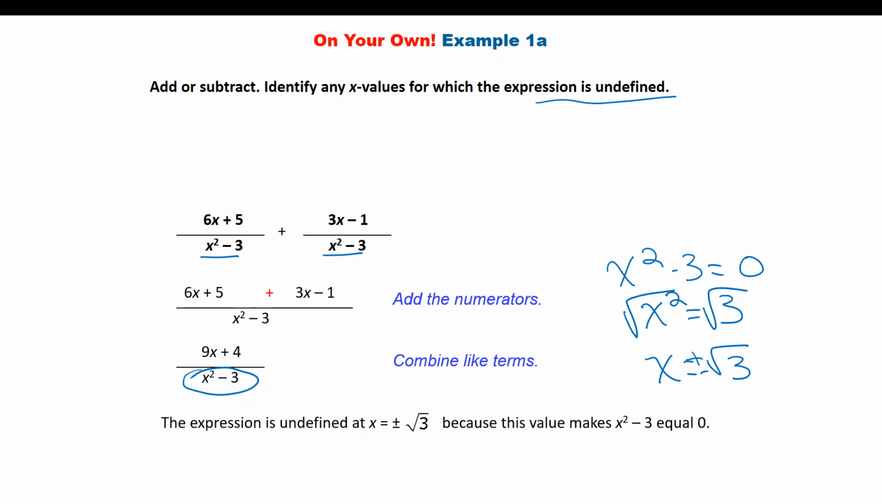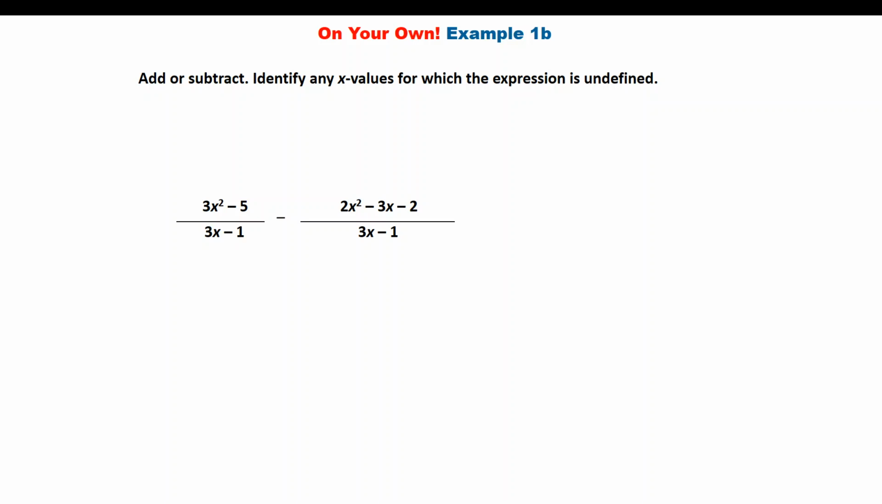A little bit of a tricky one there for you. All right, here's another one for you to try on your own. Go ahead and turn your video off and give it a try. Just be careful to notice that it's a minus, so you have to distribute that negative to all the terms there.